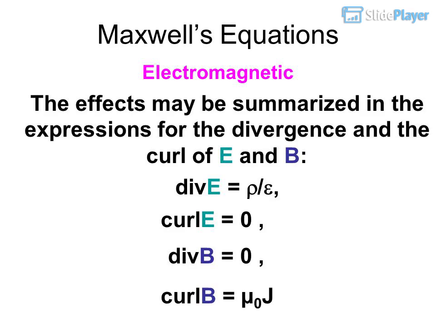Static charges produce E fields and moving charges produce B fields. The effects may be summarized in the expressions for the divergence and the curl of E and B. Div E equals rho over epsilon. Curl E equals 0. Div B equals 0. Curl B equals mu0 J.